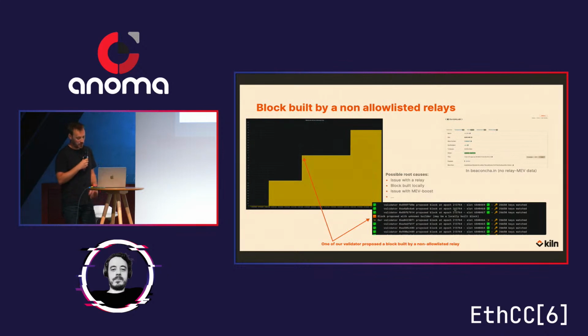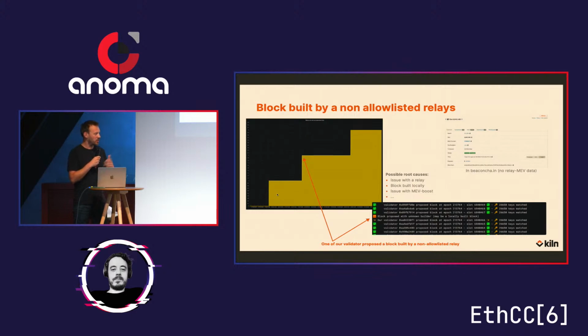Next one is when you are a node operator or even a solo staker. In general, you don't want to build the block yourself. You want to build the block through an external builder and external relayer. And you want to know if your block has been built by a non-allowlisted relayer or if your block has been built by your local execution client. And so this curve indicates each time we propose a block not built by an allow-listed relay.